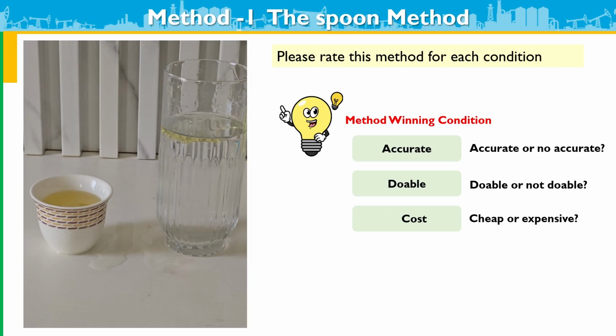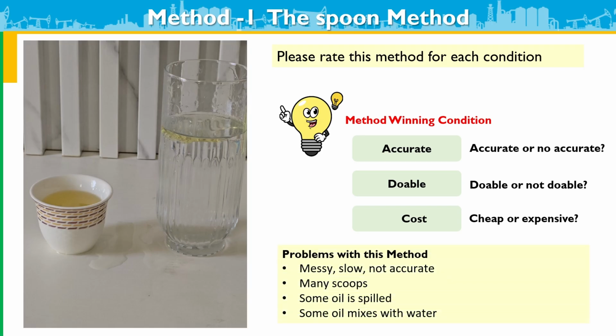So exactly. You can see in this method, although it works, it still has some problems that make it not accurate and not doable, although it is cheap. This method is messy, slow, not accurate, requires many scoops, some oil is spilled, and some oil mixes with water. The measured amount of oil from this method is 30 ml. Remember, the exact number is not the focus right now. What matters now is evaluating the method. This is the main topic of today's session.